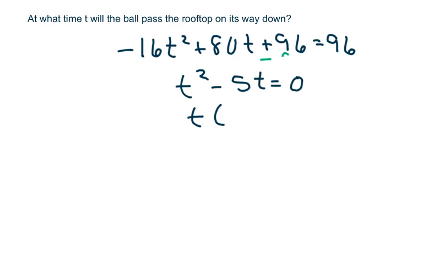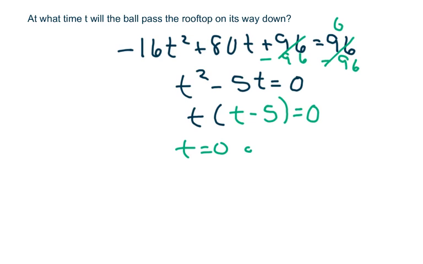Basically here, let's just be clear, I subtracted the 96. That leaves 0 here. I divided everything by negative 16, like I did in the previous slide. So we get t times t minus 5 equals 0. So we get t equals 0 or t equals 5. We disregard the solution t equals 0. The ball passes the rooftop on the way down after 5 seconds.